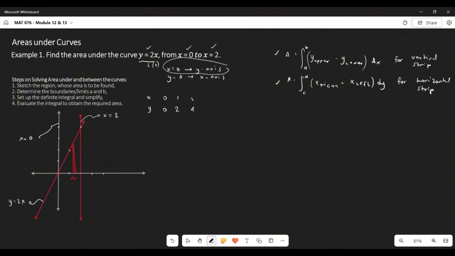Going back to our solution, we will use the first formula since we have a vertical strip. Therefore, A is equal to the integral of y upper, the function at the top portion, which is 2x. Therefore, 2x is our y upper. Minus our y lower, the function at the bottom, which is y equal to 0 since it is on the x-axis. Look at this, right? For the x-axis, y is equal to 0 is its function. So therefore, 2x minus 0, dx.